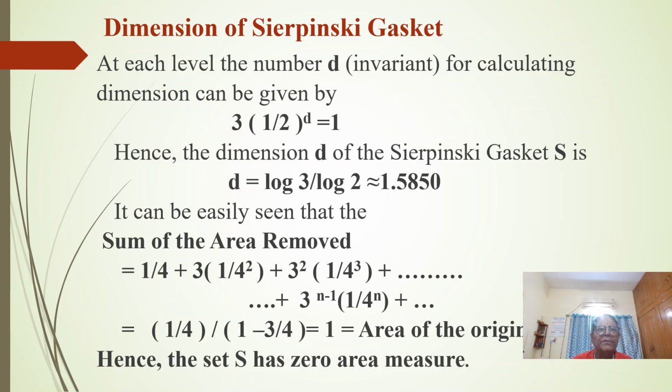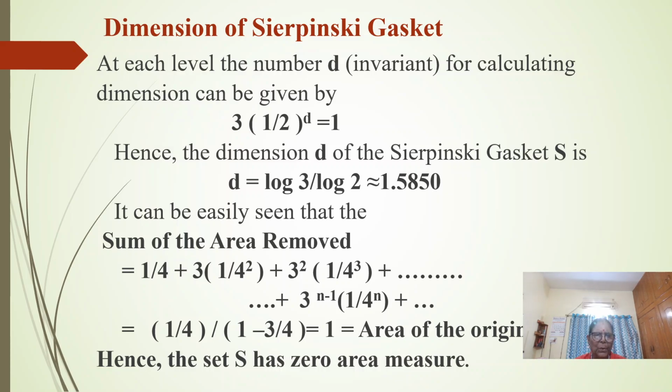So, what is the dimension of the Sierpinski gasket? It can be obtained following this argument. At each level, the number d for calculating the dimension can be given by 3 × (1/2)^d = 1. Hence, the dimension d of the Sierpinski gasket S is d = log 3/log 2, that is equal to 1.5850.